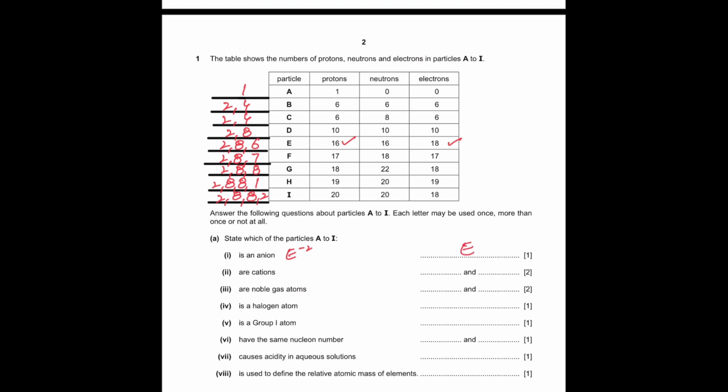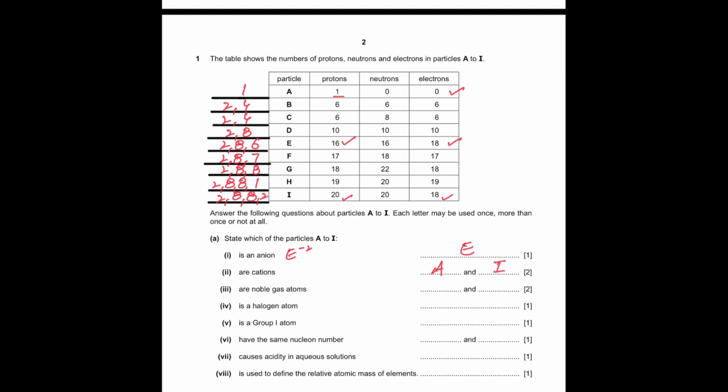So E is an anion, and a cation means when an atom loses an electron. So it means the number of protons is greater than the number of electrons. So look at the answer. A has 0 electrons as compared to protons. So A, and look at the I, 20 and 18. So electrons are less than the protons. So it means that I loses 2 electrons and converts into a cation. So A and I.